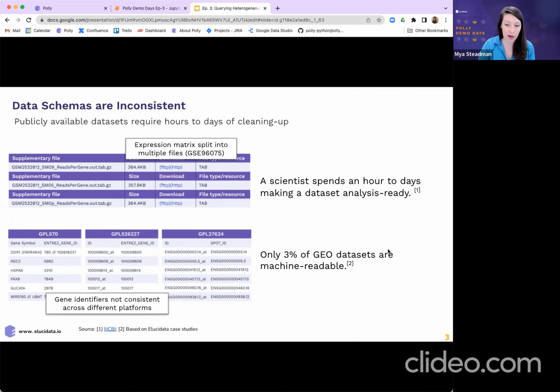And so what we found is that scientists spend hours to days taking these data tables and merging them together to make them ready for downstream analysis, and that of the data on GEO, only about 3% of it is machine readable from the get-go. So that's a big problem.